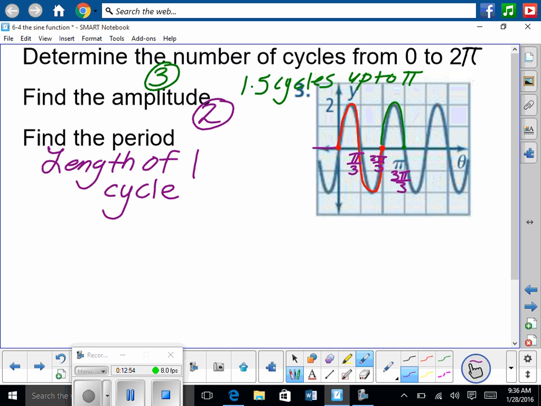Does everybody see how I did that? Kind of tricky to think through. So the period was the length of 1 cycle from here to here, and that was 2 pi thirds. Does everybody see how to do that? These are kind of tricky to think through. We'll do another one. Does everybody understand that one? No questions? Okay. Let's do another one.